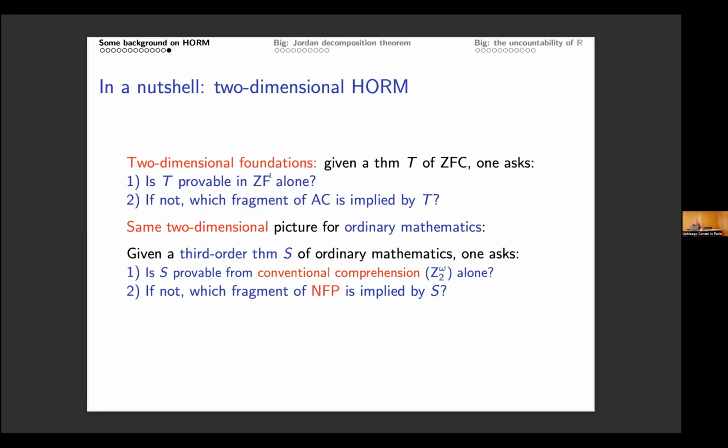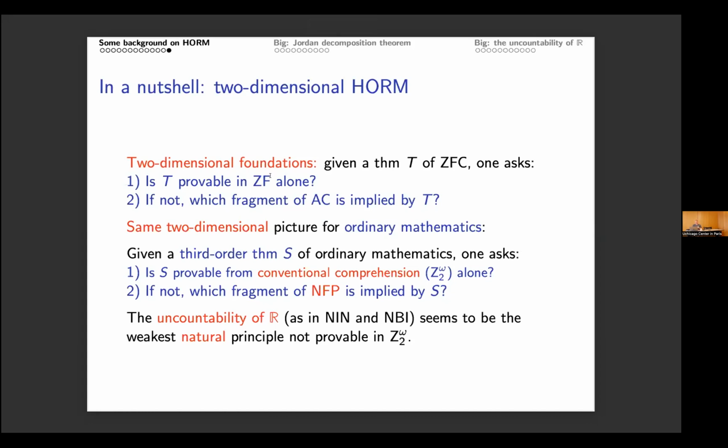We have conventional comprehension as one dimension, and NFP is one other dimension. It's similarly two-dimensional, and this is how it works. If you replace all your third order objects by codes, the two dimensions collapse. So having third order parameters around gives you this two-dimensional picture, just like for ZFC. If all you do is second order codes, these two collapse. And the uncountability of the reals, again, is the weakest principle you cannot prove in Z2 little omega.